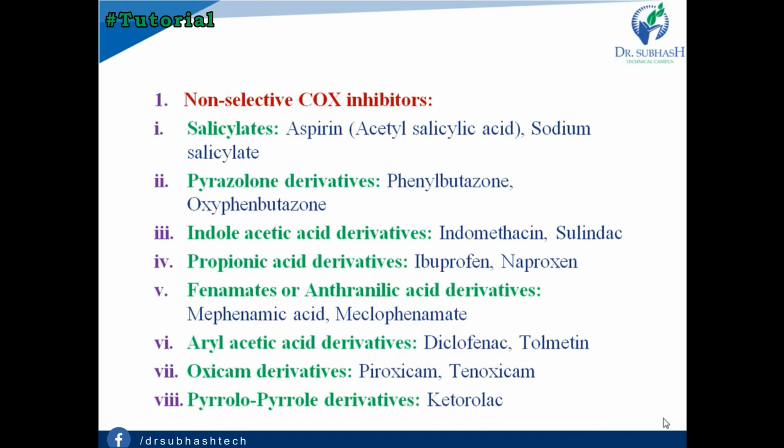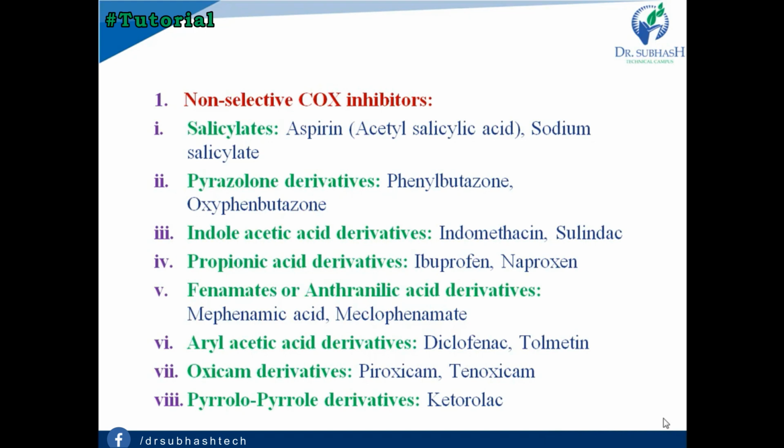First is salicylate. In salicylate, acetyl salicylic acid, which means aspirin, and the second example is sodium salicylate. Second class is pyrazolone derivatives, and in that class the suffix in the drug examples will be butazone: phenylbutazone and oxyphenylbutazone. Then in indole acetic acid derivatives, the words will be indomethacin and sulindac, indo and indac, because they are indole acetic acid derivatives. Next class is propionic acid derivatives, in that ibuprofen and naproxen. Propionic acid derivatives, that's why profen and proxen, ibuprofen and naproxen.